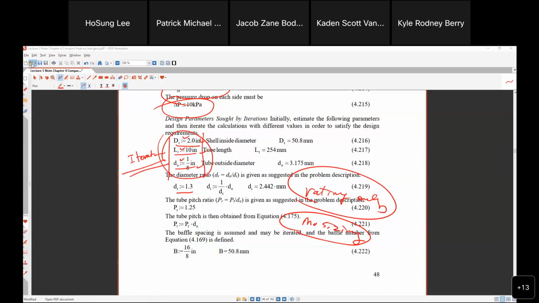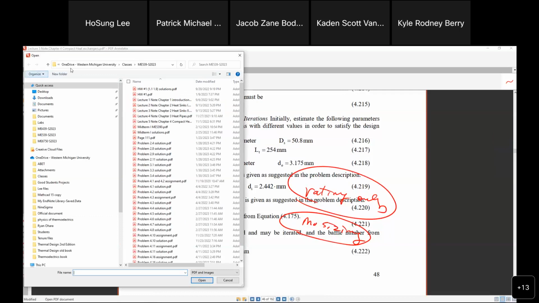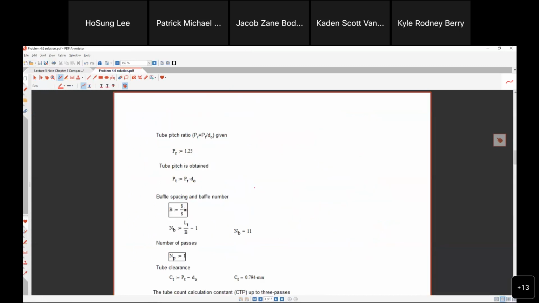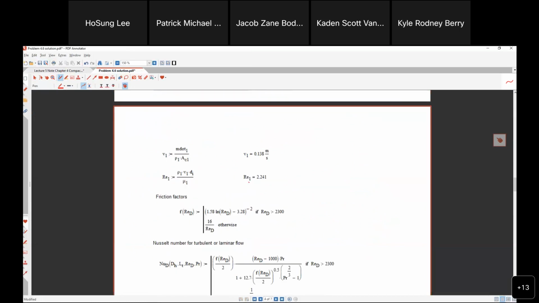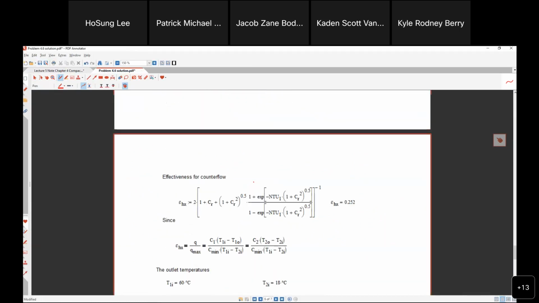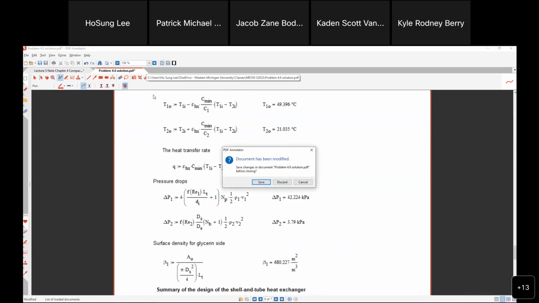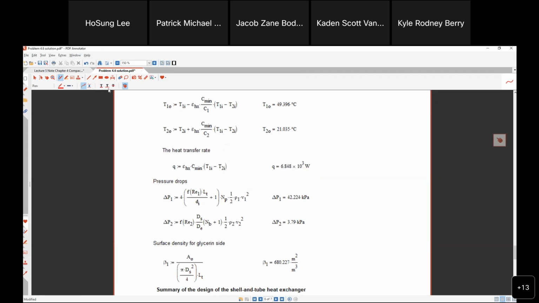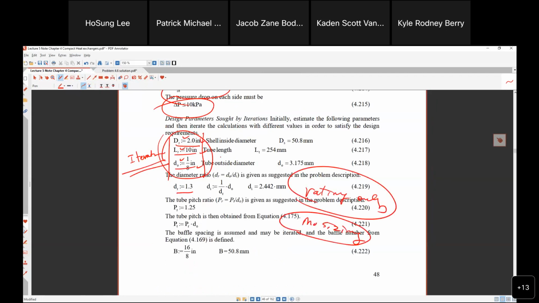Weird. Homework 4.6. No, they used MathCAD in 4.6. No way. Okay. So you cannot do it. I have to change it.